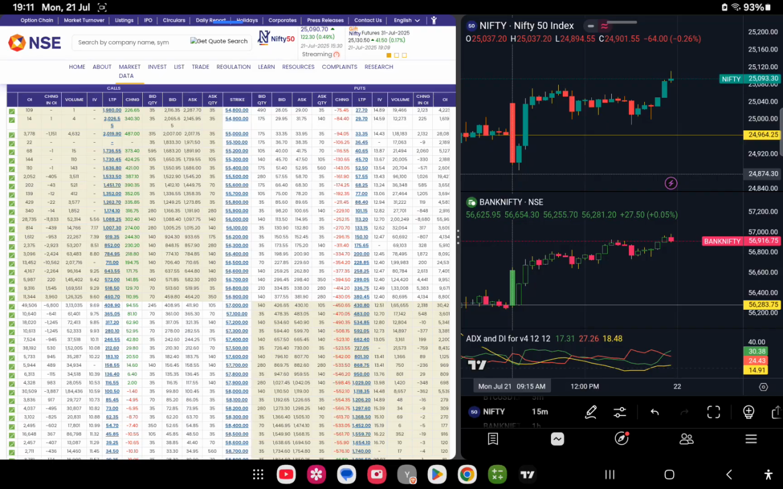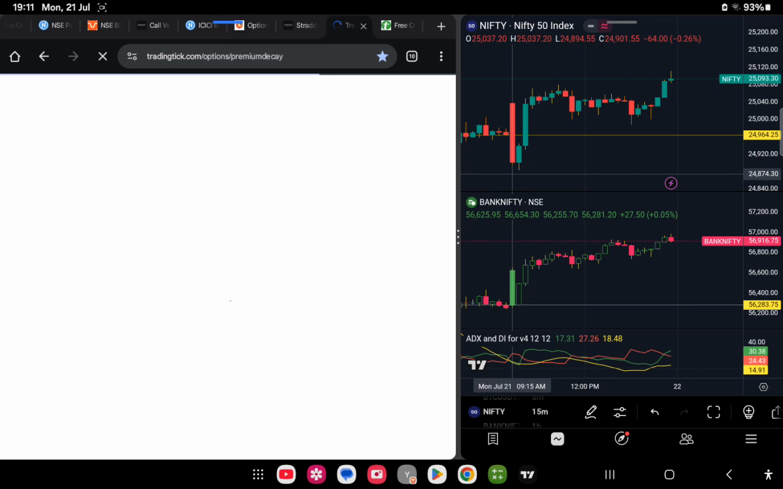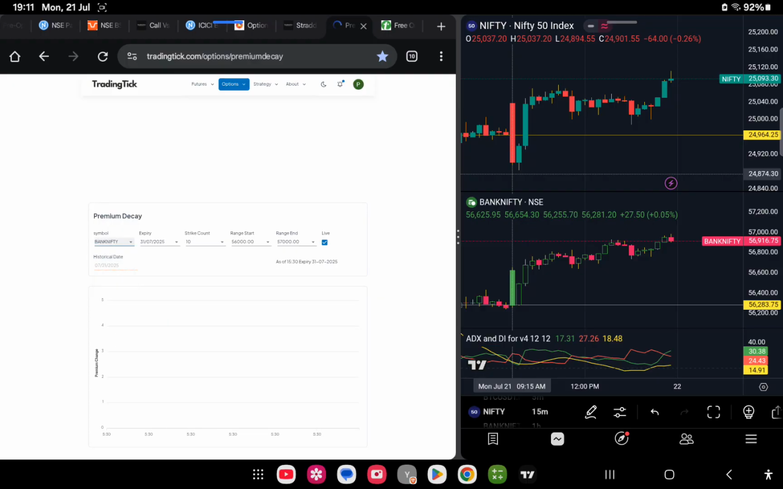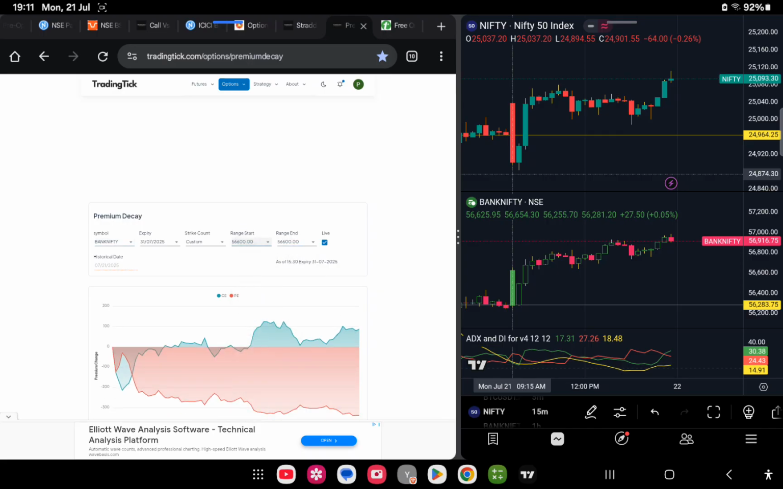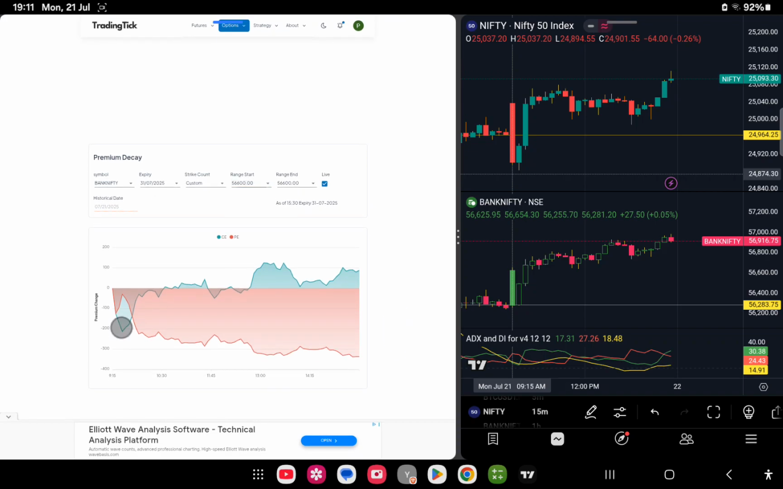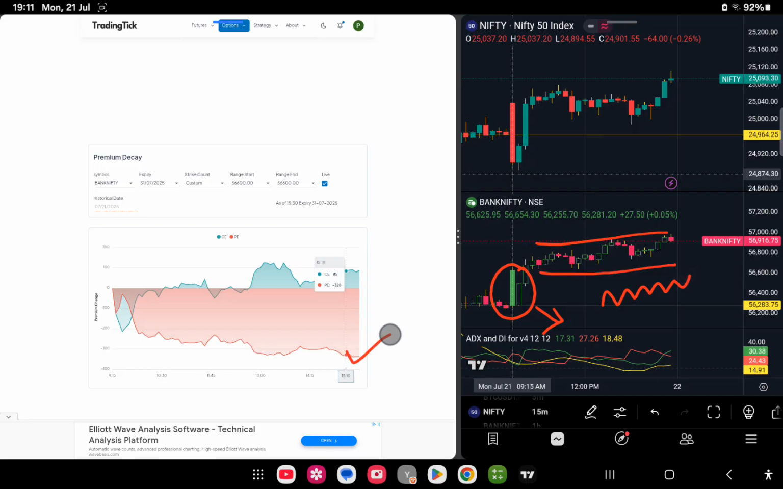Now we'll move on to the premium decay. First I'm going to check Bank Nifty. Bank Nifty open is 56,600. We'll take 56,600 first, and then a step count of 300. Clearly the decay was very sharp from the morning because the IV is very low and the price action is also very slow. Only this candle shows high movement, but then the rest of the market just went sideways. That's why the sellers are in the profitable zone.